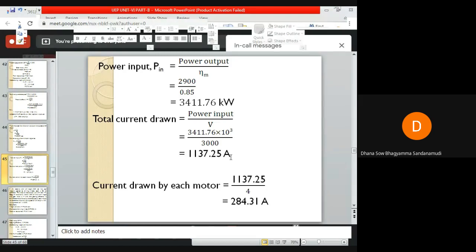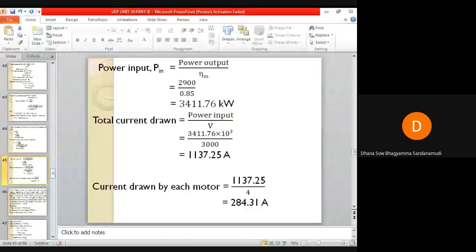In the problem they have just told you to determine the current during the notching period. Of course we have determined the total current drawn. You can determine the current drawn by each motor. Simply divide the total current by 4, you will get the current drawn by each motor. You try to solve on your own, verify the answers. As soon as you complete, inform.